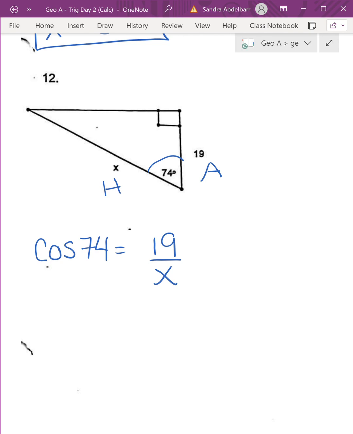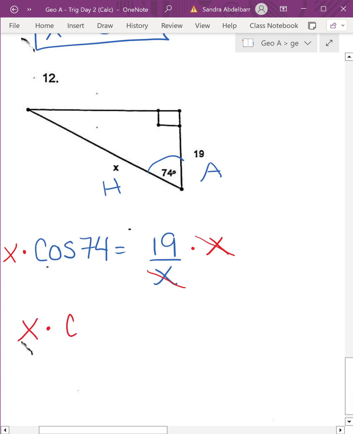We need to solve for x. The problem is x is in the denominator. You cannot solve for a variable that's in the denominator. So before I can solve, I need to get x out of the denominator. How am I going to get x out of the denominator? I'm going to multiply both sides by x. When I multiply both sides by x, the x on the right side cancels out. So now I have x times cos 74 equals 19.